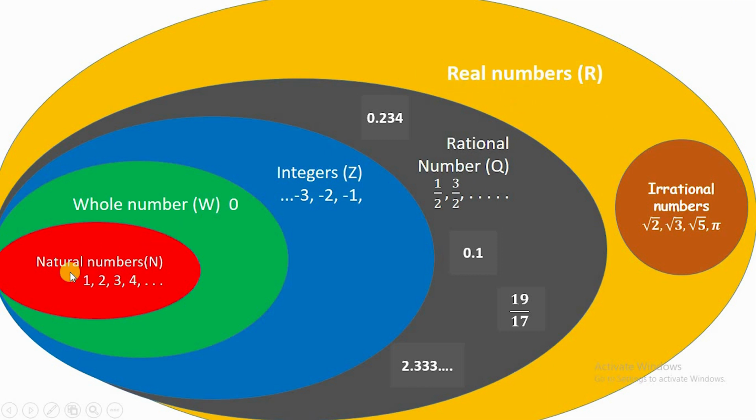So we can say that all the natural numbers are whole numbers, all the natural numbers are integers, all the natural numbers are rational numbers, and all the natural numbers are real numbers. But all the real numbers need not be rational, all the real numbers need not be integers, all the real numbers need not be whole numbers, and all the real numbers need not be natural numbers. Therefore, the reverse process is not true in this case.